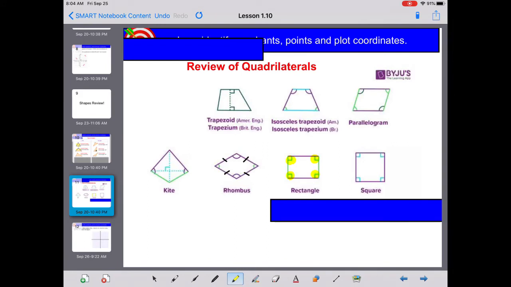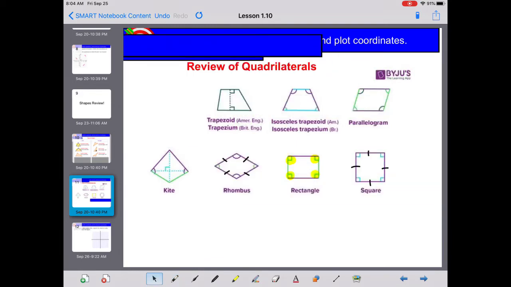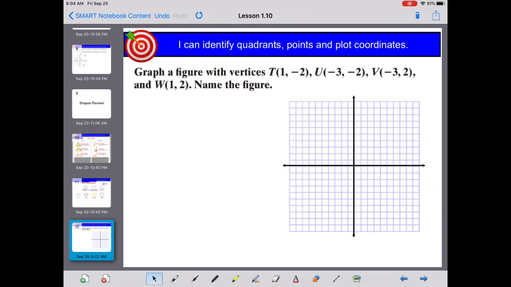A square is a special type of rectangle that has 4 90-degree angles and 4 congruent, which means equal, 4 congruent sides. Okay, so now we've done our shapes review. That's review from 6th grade. So why does that matter? Because you're going to be asked to graph a figure and then name the figure.